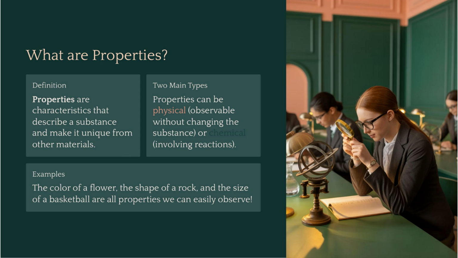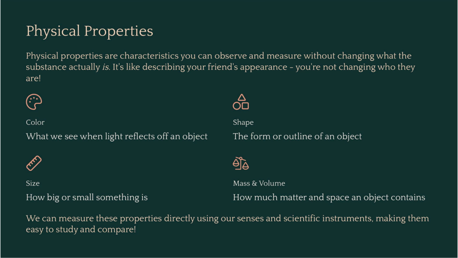These can be physical, like its color or how much it weighs, or chemical, like whether it can catch on fire. Let's start with physical properties. These are the characteristics you can observe or measure without changing the substance itself.